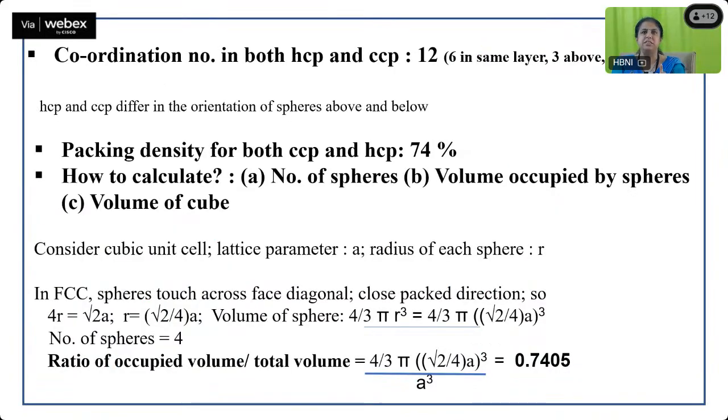Both HCP and CCP have got a coordination number of 12, and the packing density, despite packing them so close, the maximum packing density that you can achieve is 74%. Okay, and how do we calculate it? I'll tell you a little while later when I tell you about the unit cell corresponding to HCP and CCP.